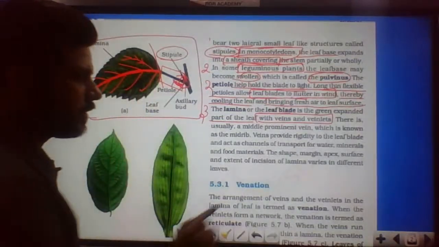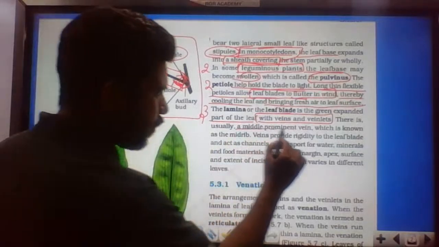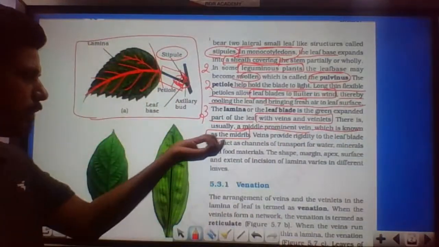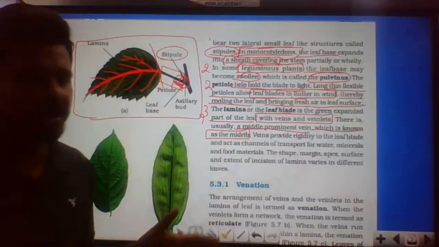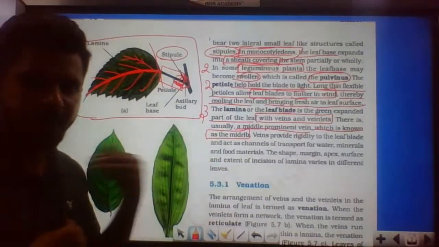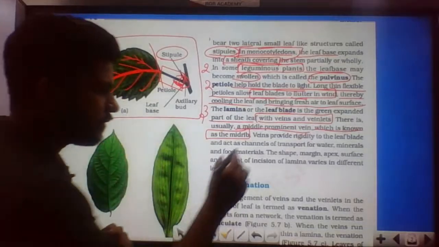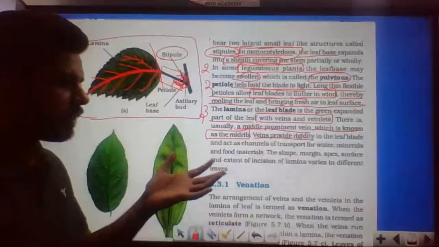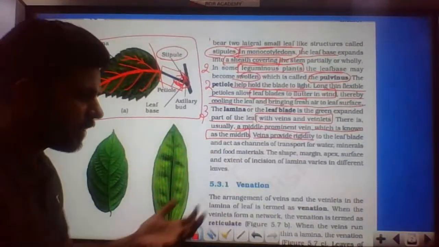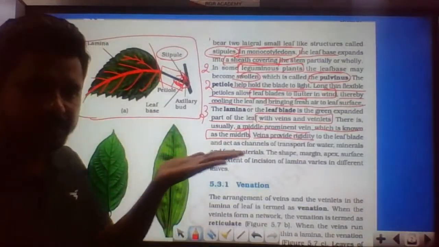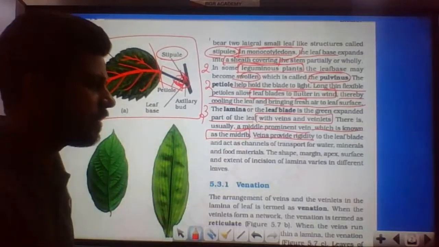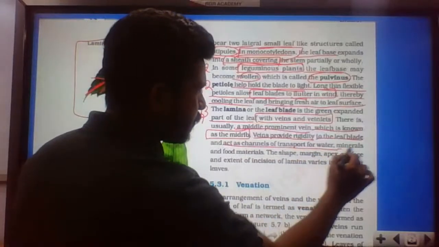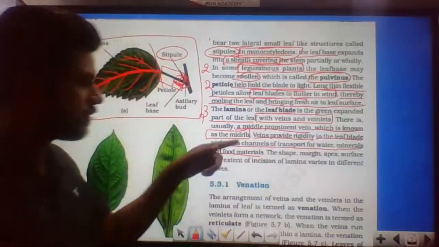Listen here. There is usually a middle prominent vein which is known as the midrib. So in the midrib region, the vascular bundle size is larger. That is the additional point we have to remember. And the next one is, veins provide rigidity. Rigidity in the sense of stability. Here it's giving stability, so the leaves don't lose structure, to the leaf blade, and act as a channel for transport of water, minerals, and food materials.